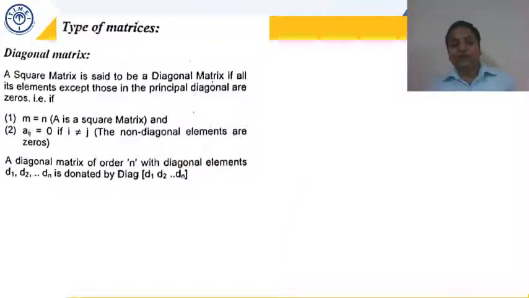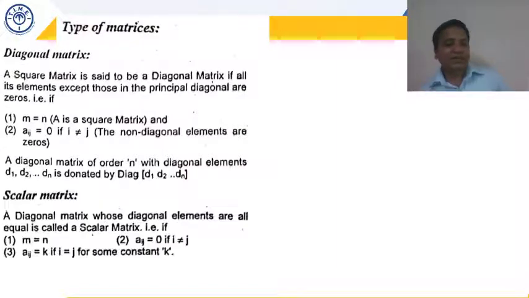A diagonal matrix of order n with diagonal elements d1, d2 up to dn can be denoted by diag(d1, d2, ..., dn), where all the elements of the diagonal are written in that order up to dn. We say it's an n by n matrix, it's a diagonal matrix. So elements are there only in the diagonal. That's called a diagonal matrix.